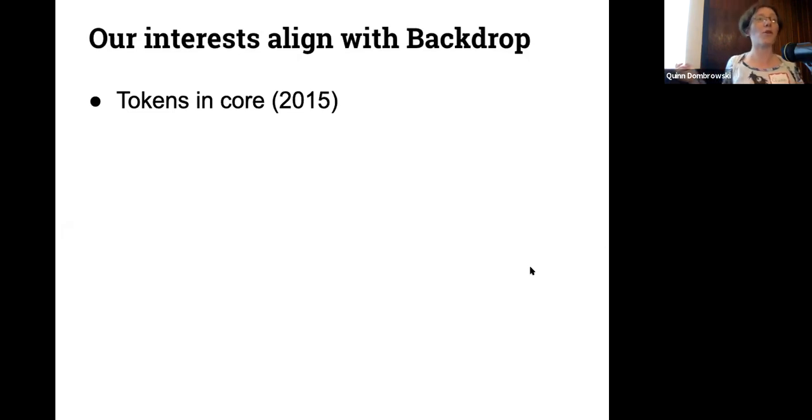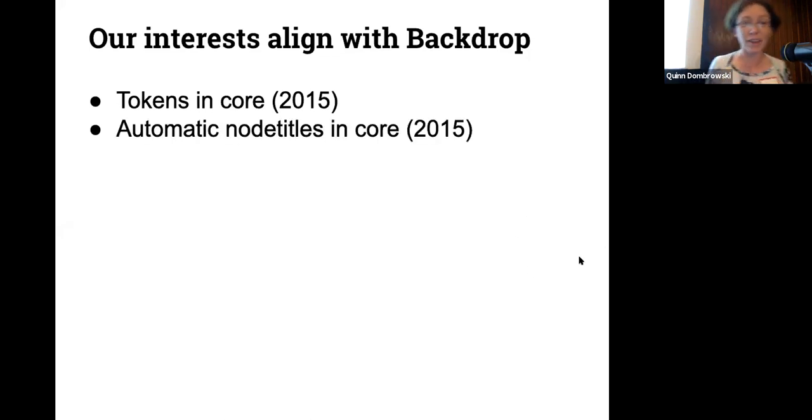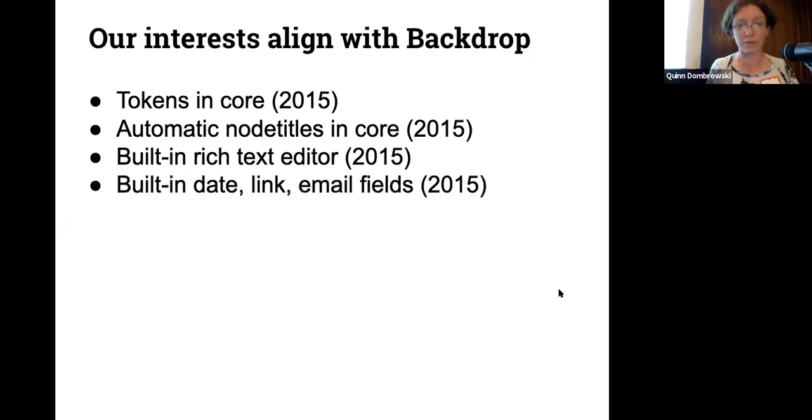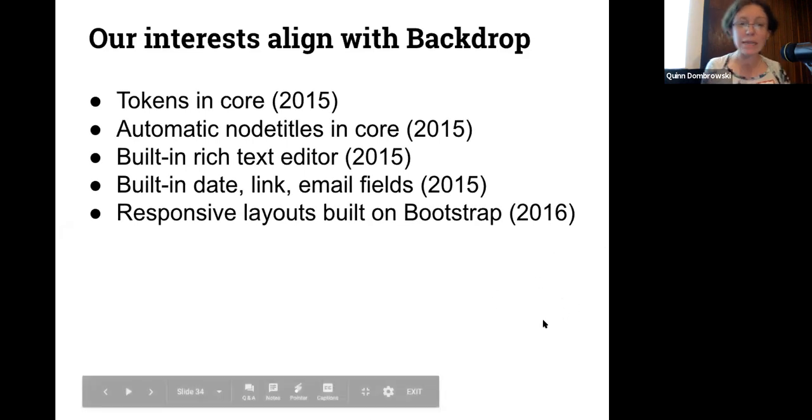So, tokens in core. The first thing that I do in these workshops for humanists is, it becomes a joke on the first day. We're going to download and install all these modules. There's probably like 12 things that I have them install out of the box to more or less get it to the point of basic functionality. Tokens in core, who would have thought? Automatic node titles in core, another big one. It's on my list of things people always have to install. It's been there since 2015 now. A built-in rich text editor, 2015. Link, date, email fields, fabulous, all 2015.